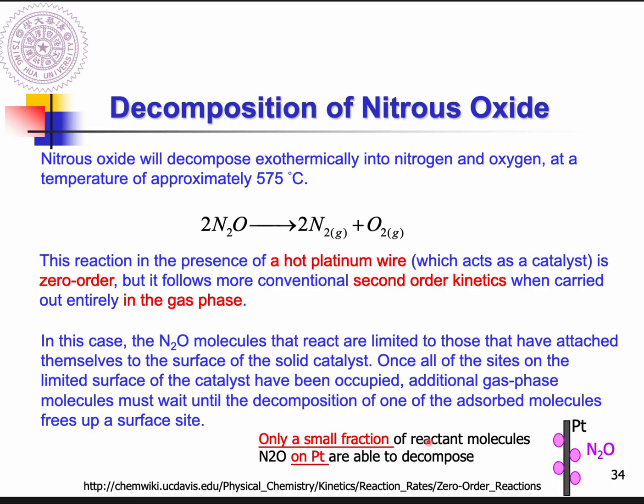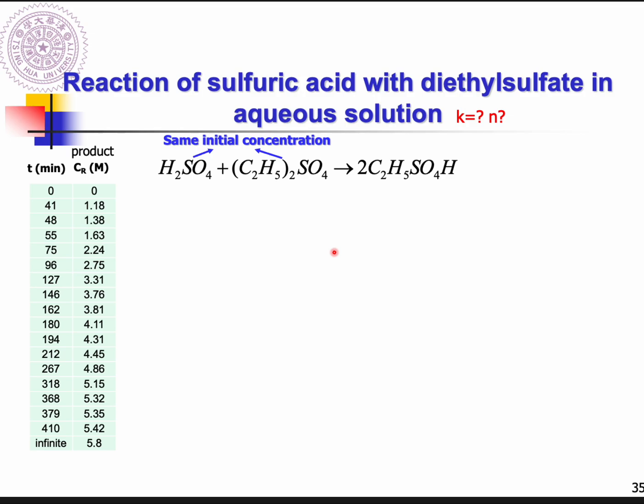Okay, so this is what we call zero order. Based on this, only a small fraction of nitrous oxide can be decomposed, so the rate equation of this chemical reaction is not related to the real concentration of nitrous oxide. I'm going to end the integral method by using two examples.